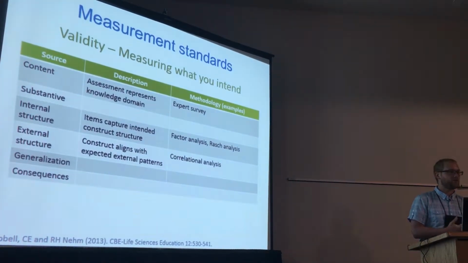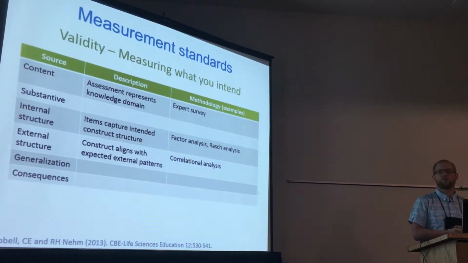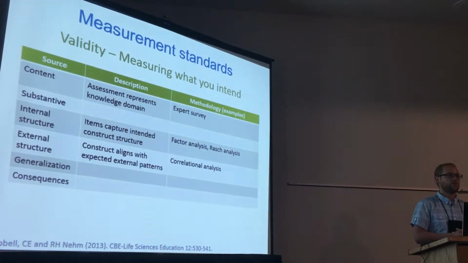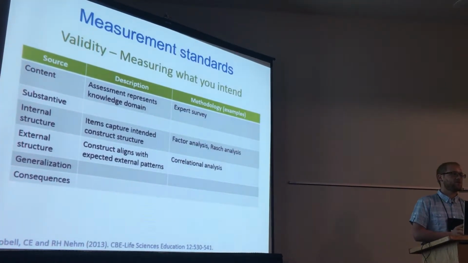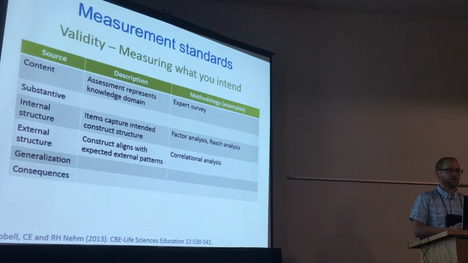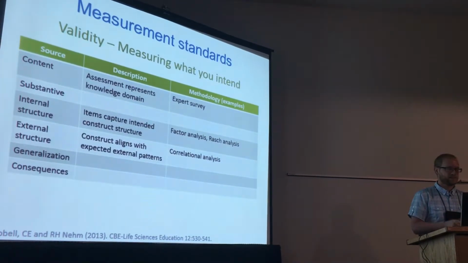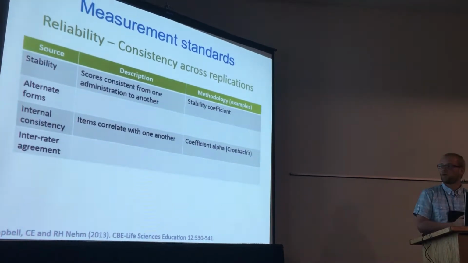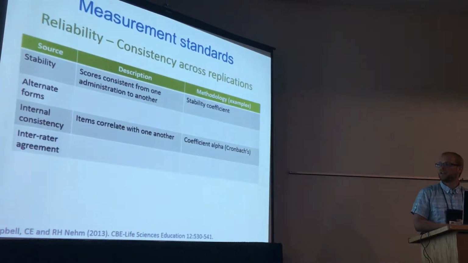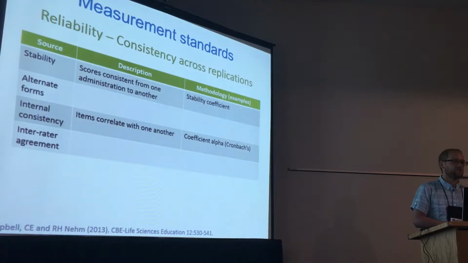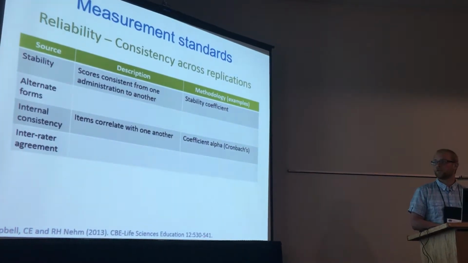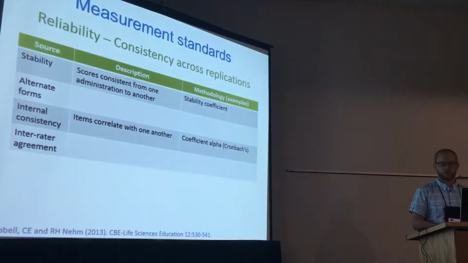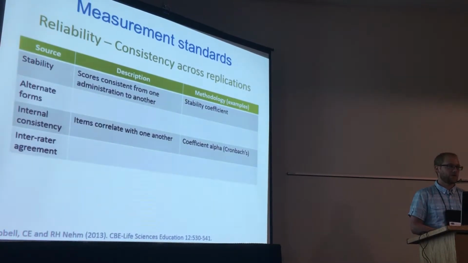So for example, if we have 2 instruments, for example, the MATE and the IC, which both measure acceptance of evolution, then we should expect that those scores should be very highly correlated to one another if we give both instruments to the same students. For reliability, there's 2 that I'm interested in talking about here. And they include stability, so are the scores consistent from one administration of the assessment to another, and internal consistency, which is how strongly items correlate with one another.